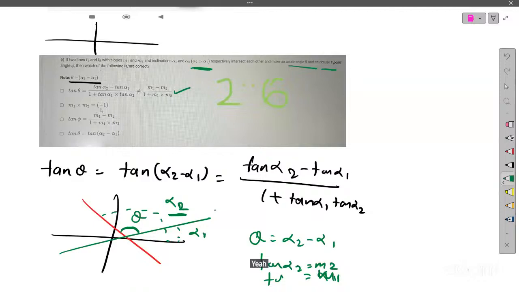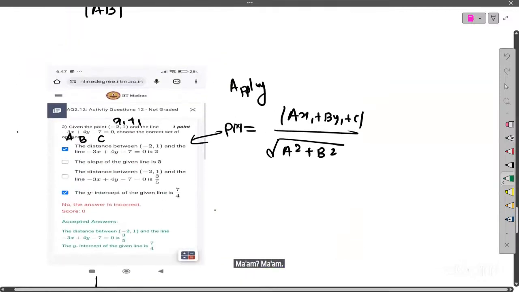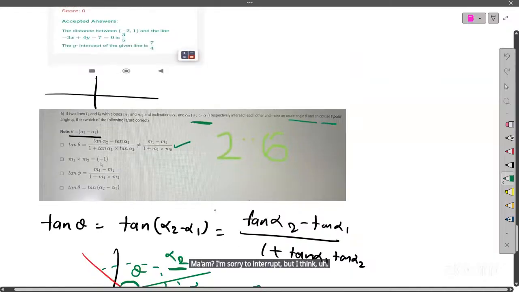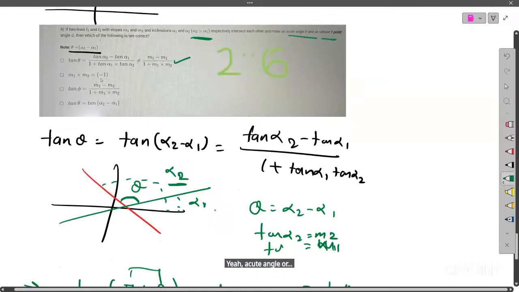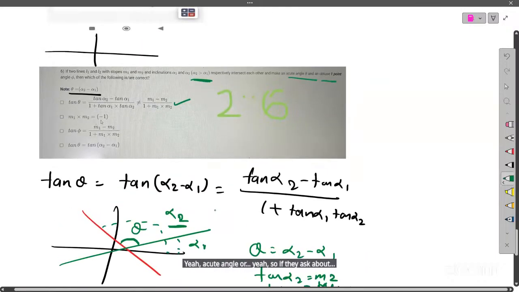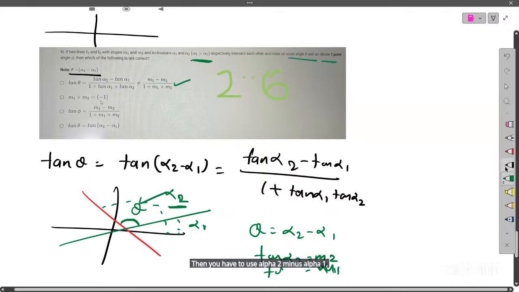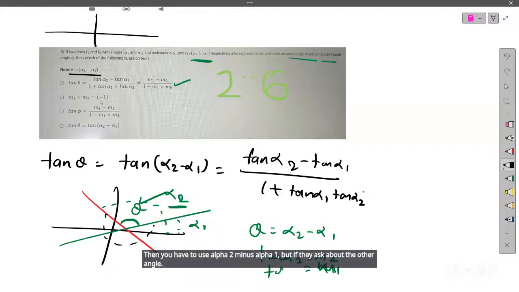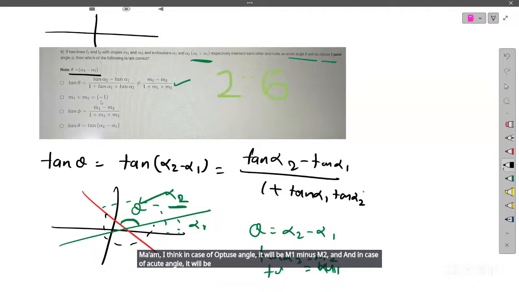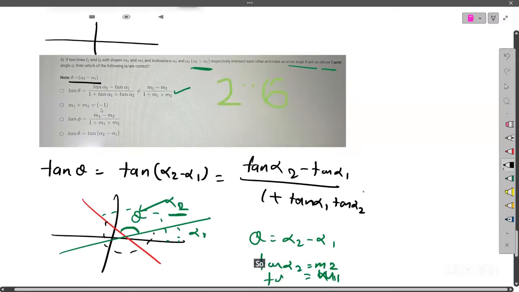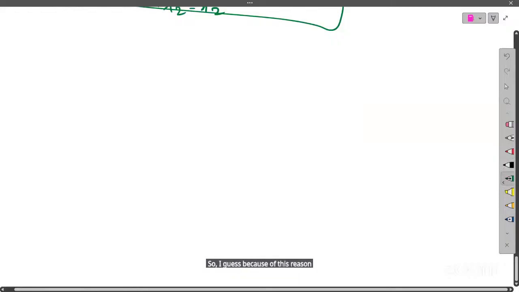Ma'am, sorry to interrupt, but I think the formula depends on the angle, acute or obtuse. If they ask about this angle theta, then you have to use alpha 2 minus alpha 1. But if they ask about the other angle, then you have to use the other form. Ma'am, I think in case of an obtuse angle, it will be m1 minus m2, and in case of an acute angle, it will be m2 minus m1. So I guess because of this reason, you have to use two different formulas.